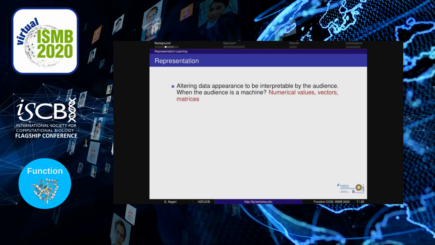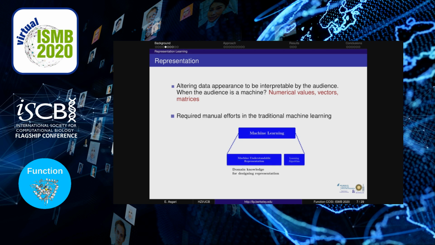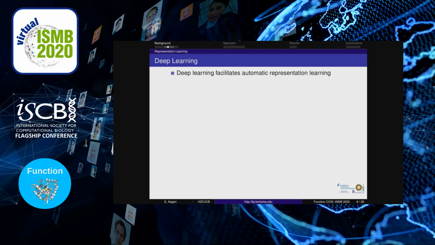The second concept is representation. We always need to alter data appearance according to the audience that we have. And when we are dealing with a machine, we need numerical values, vectors, and matrices. So in traditional machine learning, much effort was focused on this data representation that required domain knowledge, and it was expensive. Deep learning made automatic representation learning possible.